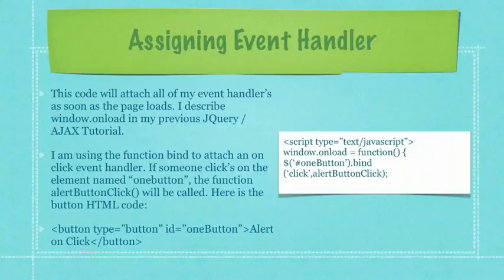I am using the function bind to attach an on-click event handler. If someone clicks on the element named one button in this example, the function alert button click will be called. And here is the HTML code in the bulleted item in the lower left hand side of the screen that will trigger this event when that button is clicked.